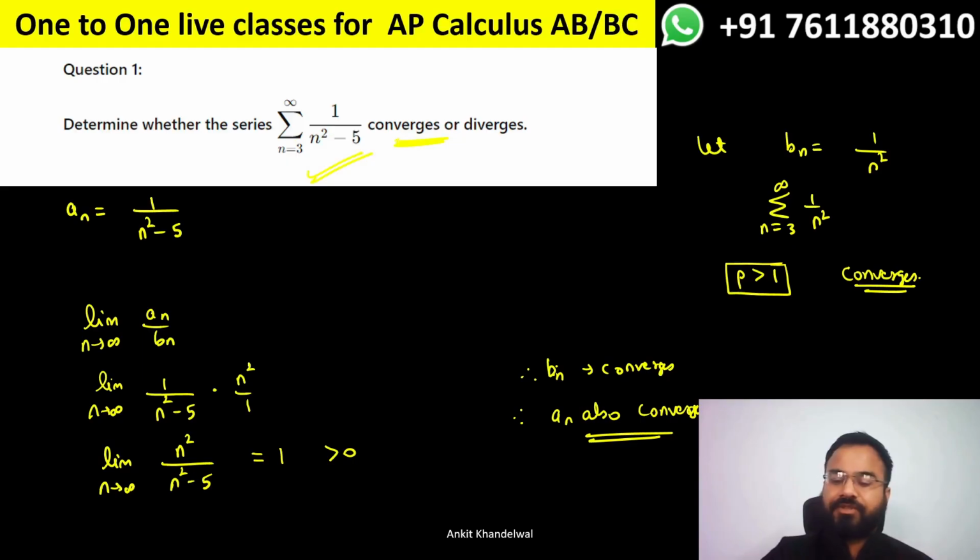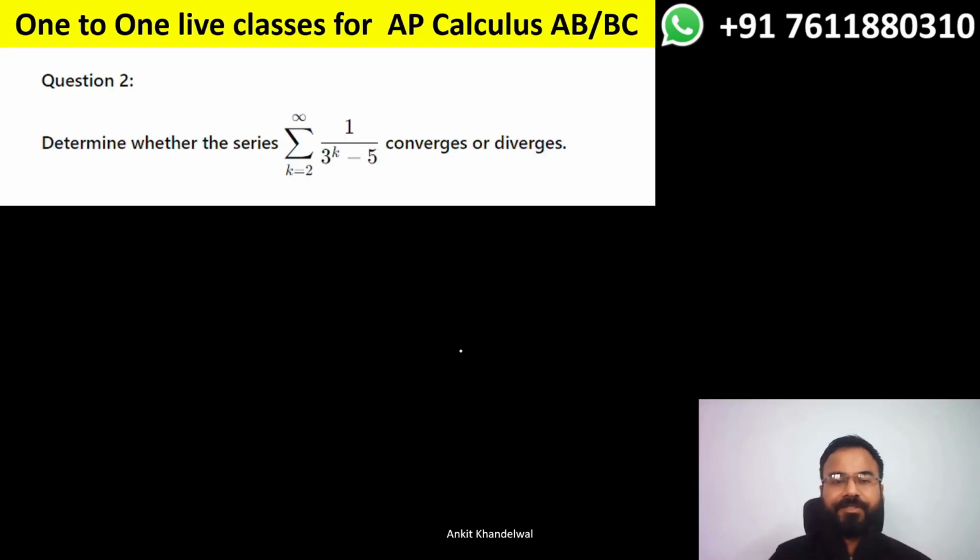A very easy approach. Let's look at the second question. We need to determine whether the series converges or diverges. So what is our An over here? 1 upon 3 power k minus 5. So let us say I'm assuming the Bn is only 1 upon 3 power k.